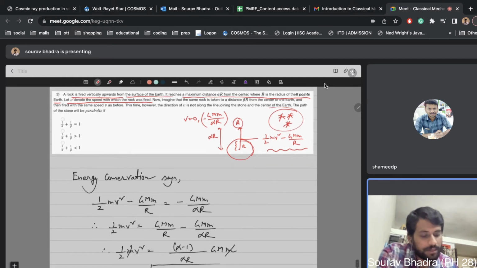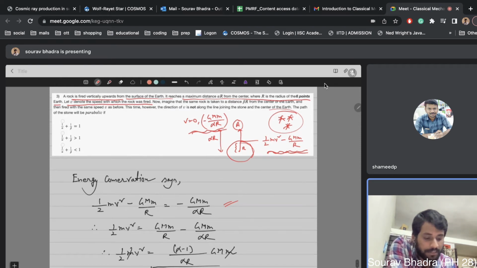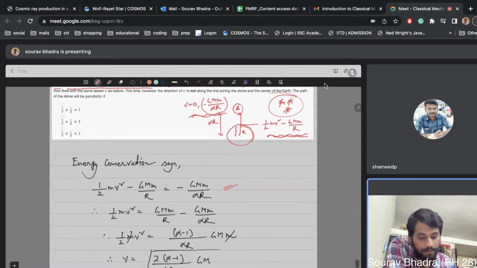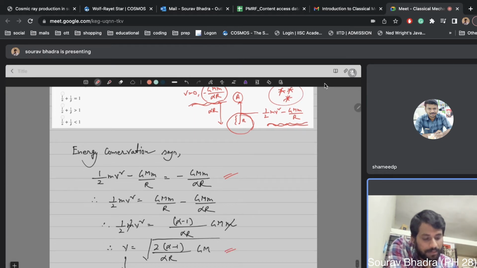Now we will equate this to the energy according to energy conservation. Just that thing I have done in this first equation: half mv square minus GMm by R equals minus GMm by alpha R. Now just do the algebraic manipulation, take that GMm by R, capital R, to the right side of the equation and calculate, and you will get v equals to this expression, which is important.